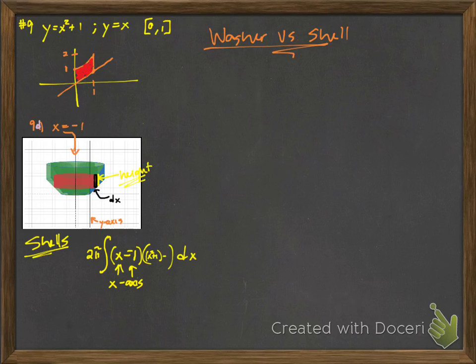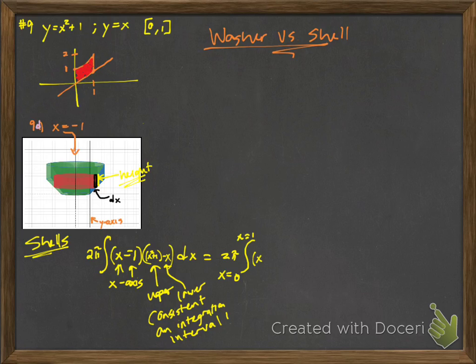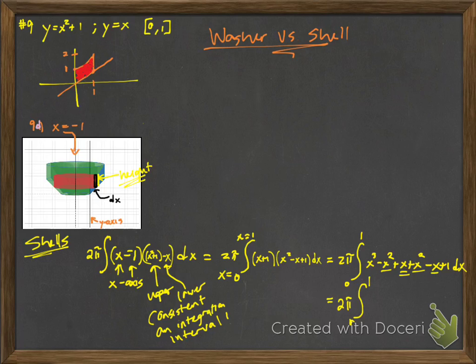And then the height, that function is that yellow line that I drew in there, how tall the rolled up toilet paper would be. It's the upper function minus the lower function, x squared plus 1 minus x. That's consistent in the whole interval of integration from 0 to 1. And that's a good sign, because what that means is this is a great shells problem, because I don't have to make 2 integrals.